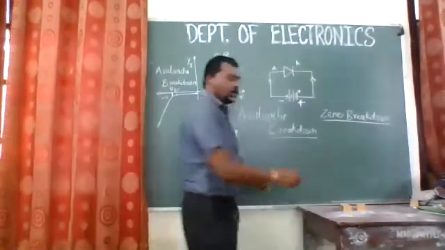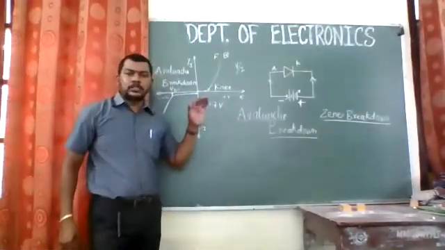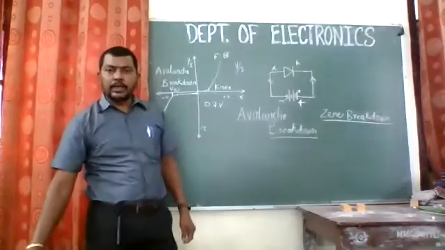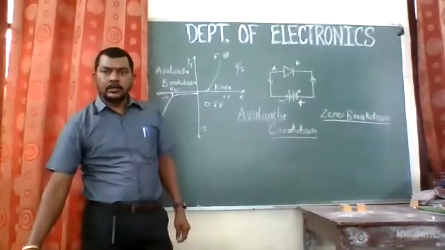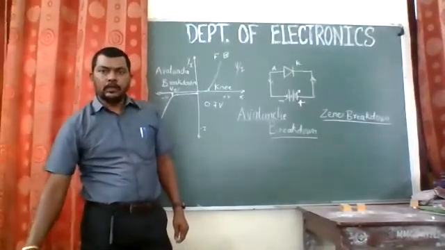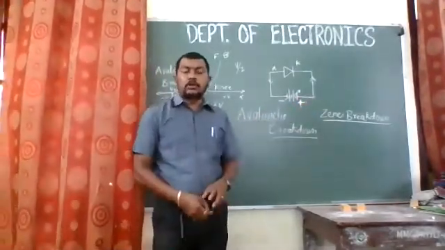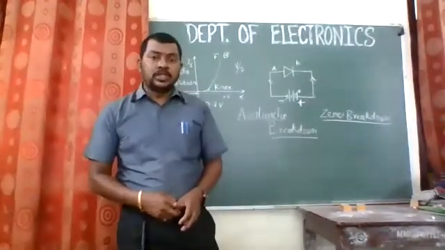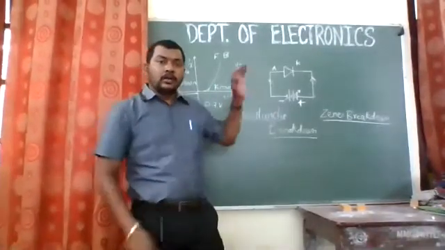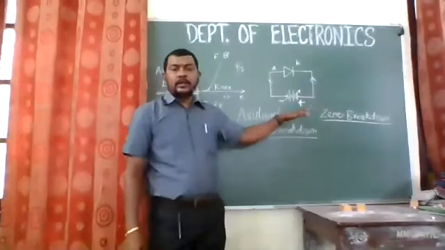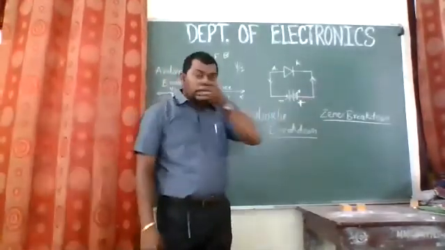Now, Zener breakdown actually happens in a special type of diode, right? This was first discovered by Sir Lawrence Zener, and that's why it is named after him, that is Zener, right? So that is called a Zener diode.